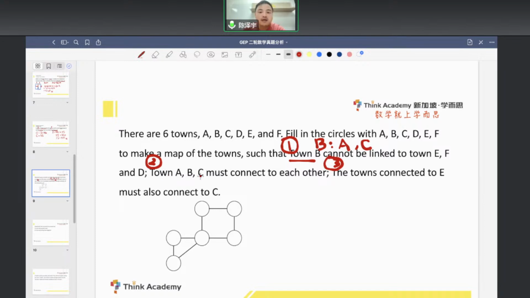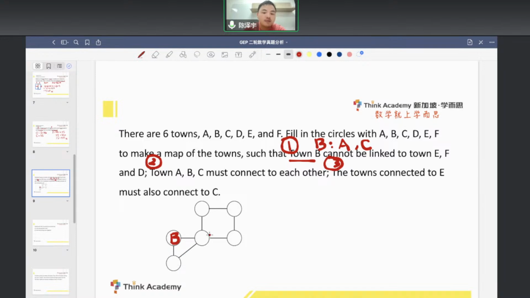Then second clue, town A, B, and C must connect with each other. So just look at this diagram, the map that they give us. I need to put A, B, and C, three things together, right? And B must be with A and C, cannot be with others. So B must be at this dot here, or this place here. I can place it anywhere. Let's say just place B here. A and C can be at either place.